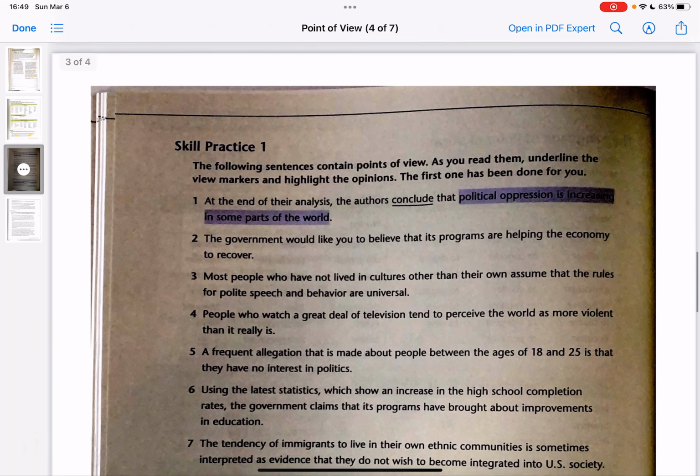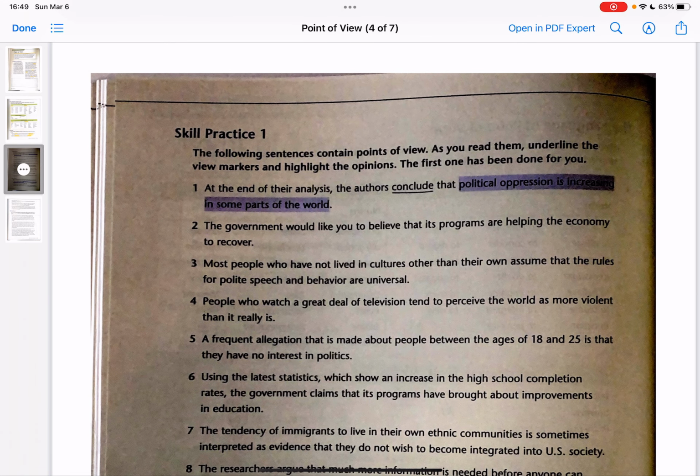All right, before we finish, let's just take a look at some of the homework, the practice exercises that you'll have.